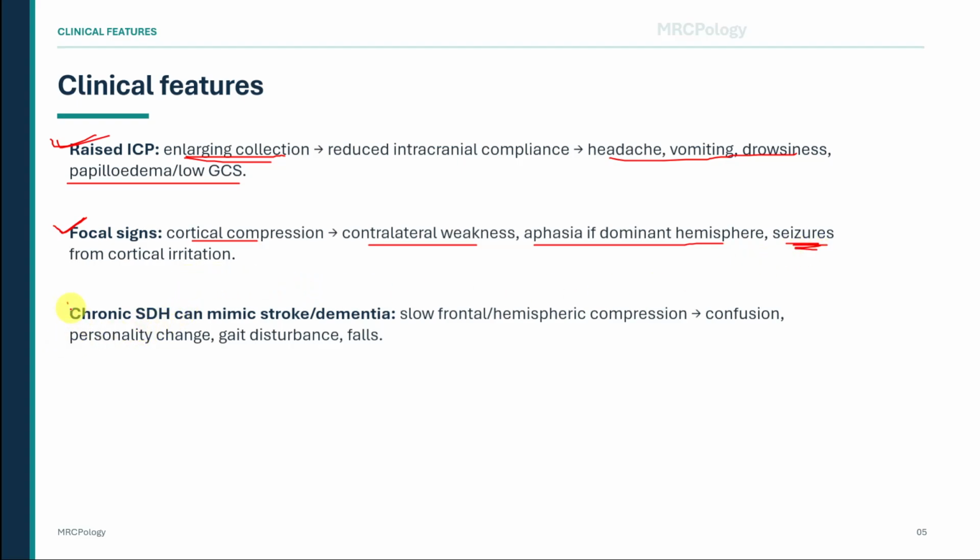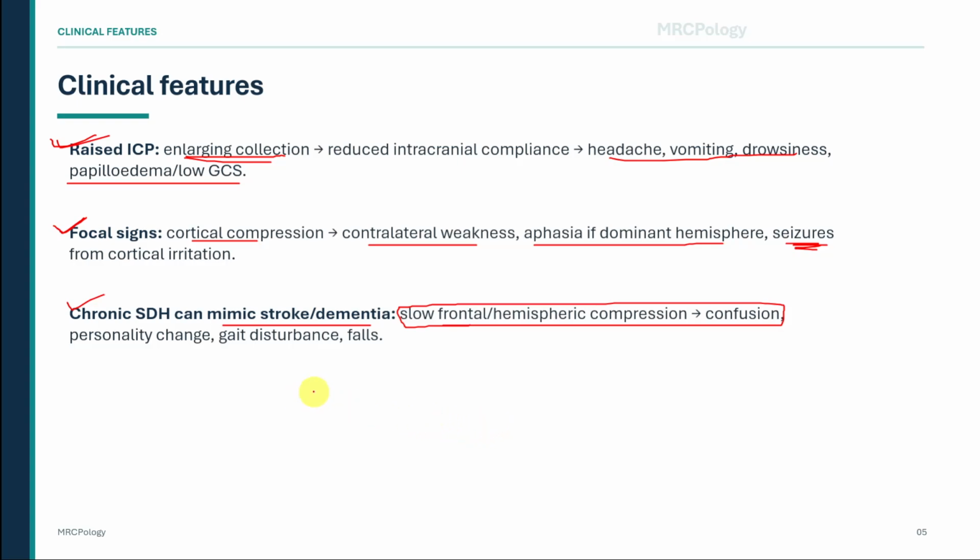Third, chronic subdural hemorrhage can mimic stroke or dementia. Slow frontal or hemispheric compression can cause confusion, personality change, gait disturbance, recurrent falls, headache, and fluctuating cognition. MRCP trap. An elderly patient with apparent new dementia after a fall may actually have a chronic subdural hematoma.